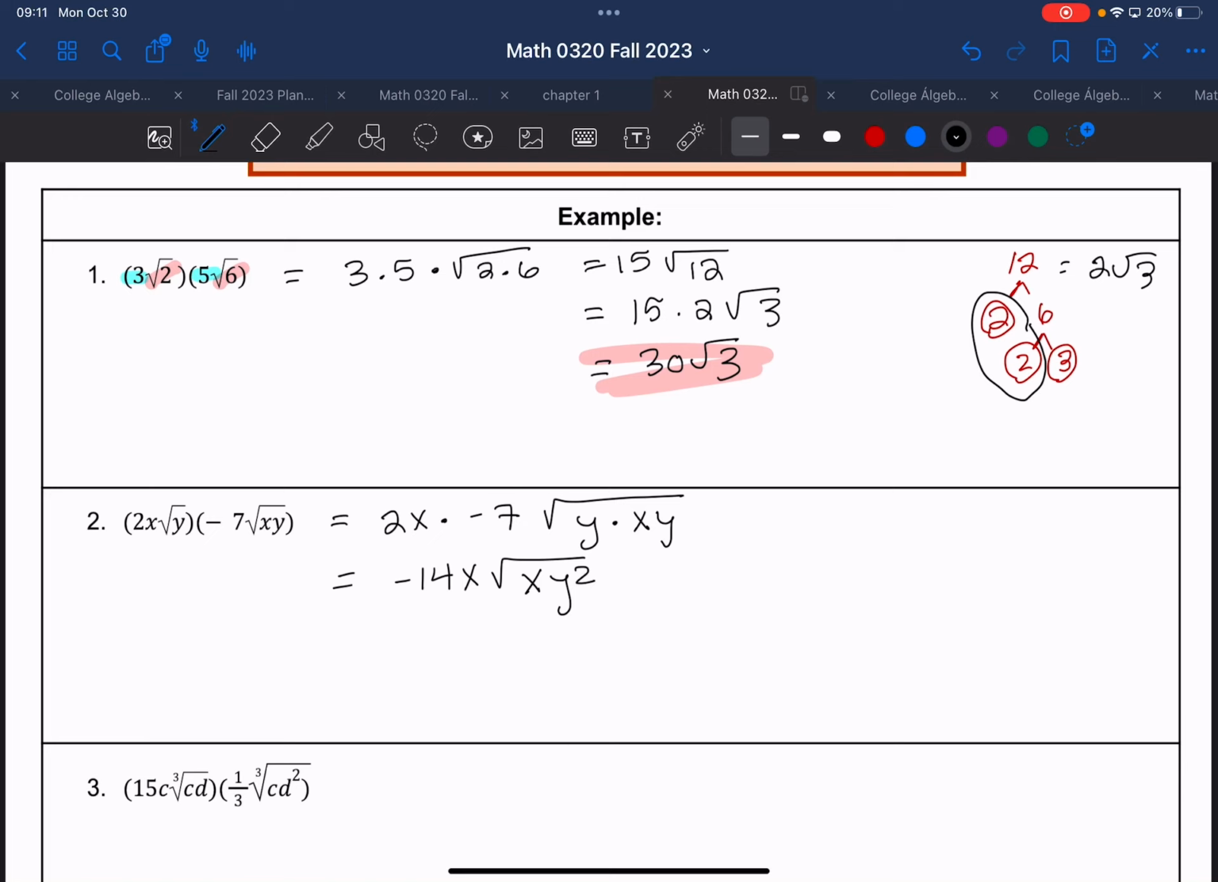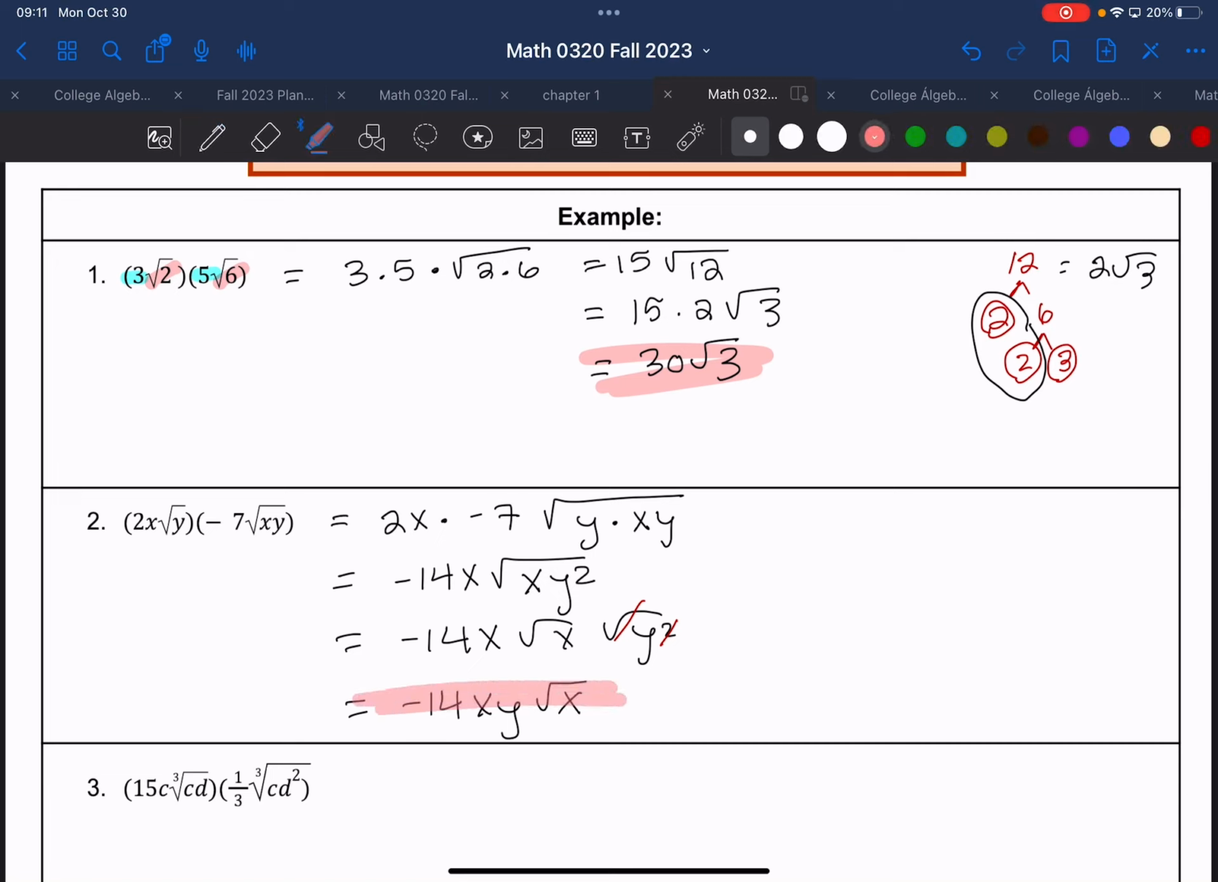Can we simplify that radical of xy squared? Yes. You can pull out one of the y's. Correct. So we would have negative 14x square root of x times square root of y squared. That y squared and that square root cancel. So we have negative 14xy square root of x. This is our answer because it's the most simplified. So once we multiply, we check if anything else can simplify.